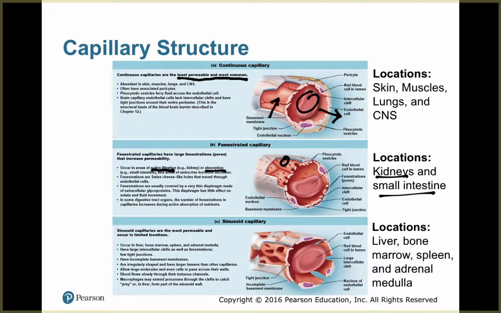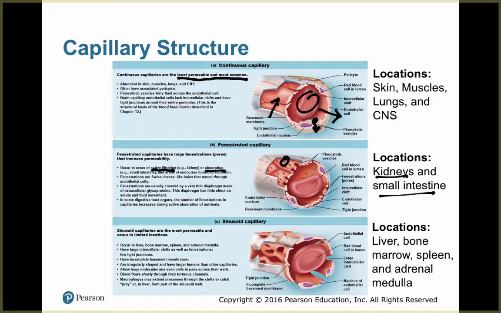And so these Swiss cheese-like holes actually tunnel through the endothelial cells or layer, where here they would take and make little vesicles and move across that. These just have really large pores to go straight through it, right? And so these are usually covered by very thin diaphragms made of extracellular glycoproteins, or sugar proteins, right? And basically, this outer layer doesn't have much effect on solutes or movements, because you have these really large pores that things can get through.